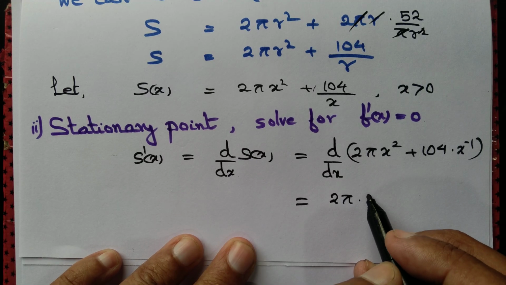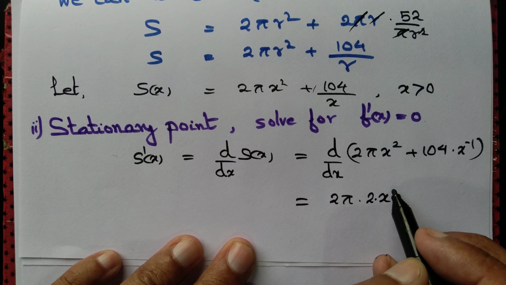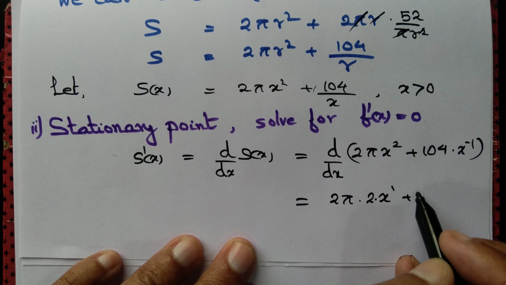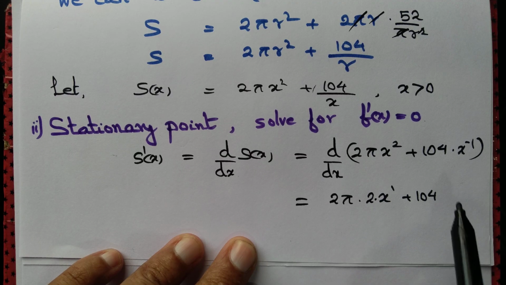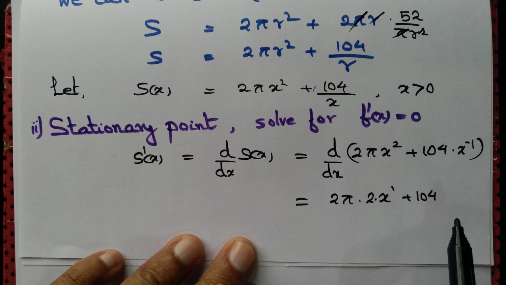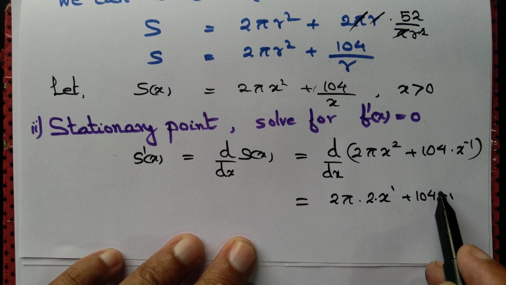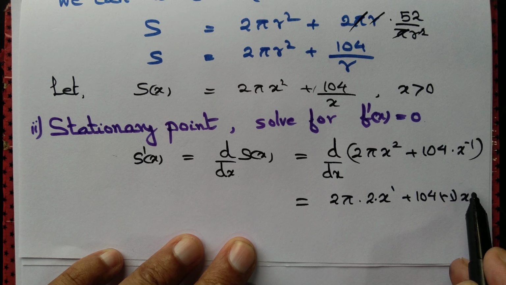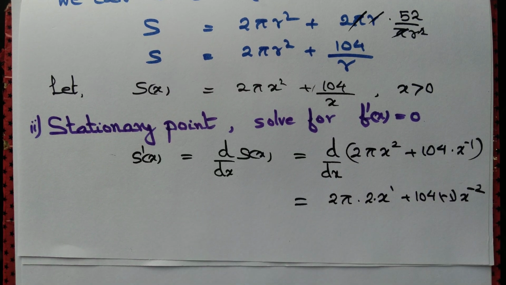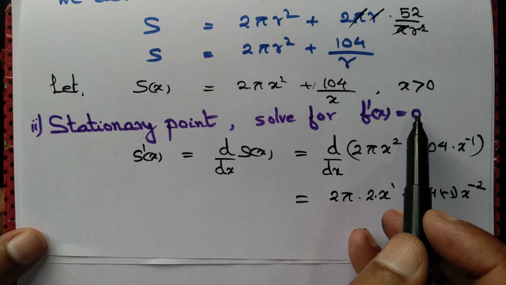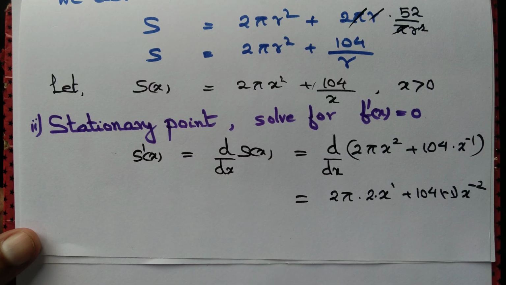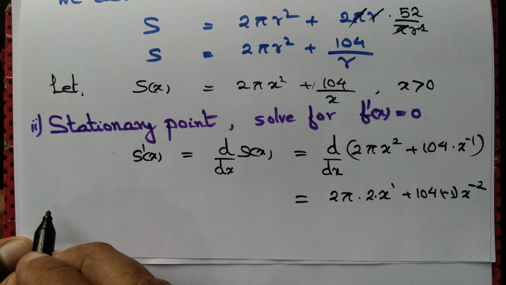Derivative of x square is 2 times x to the power 2 minus 1, which is x to the power 1, plus 104. Derivative of x to the power minus 1 is minus 1, x to the power minus 1 minus 1, that's x to the power minus 2. Once again, we want to solve for f dash x equal to 0. In this case, we want to solve for s dash x equal to 0.